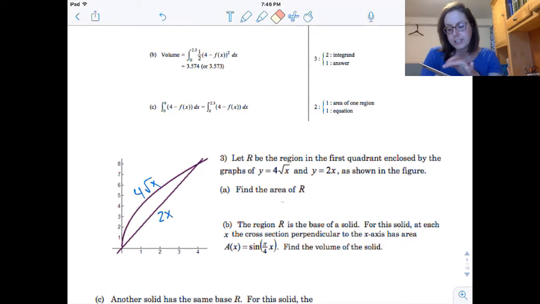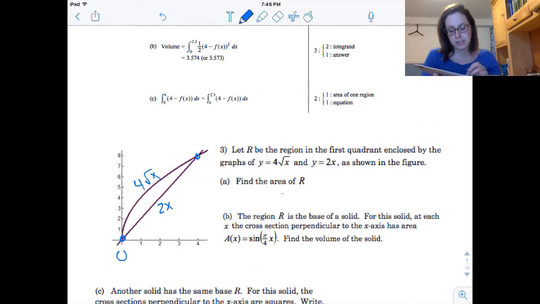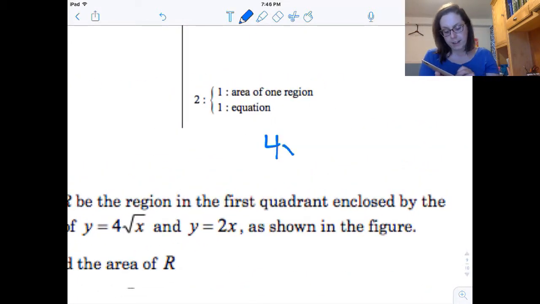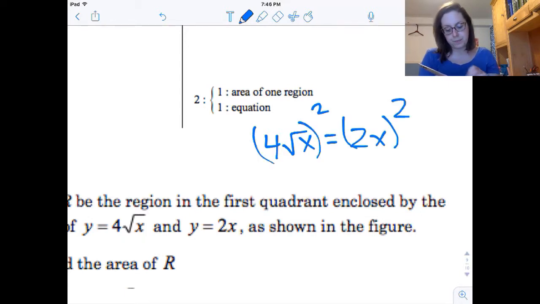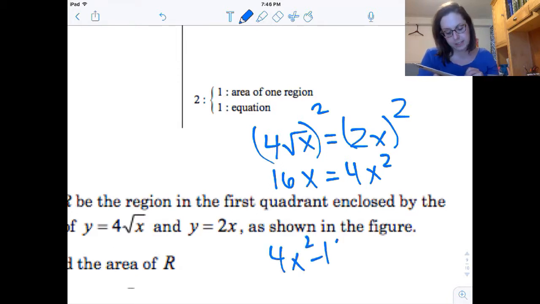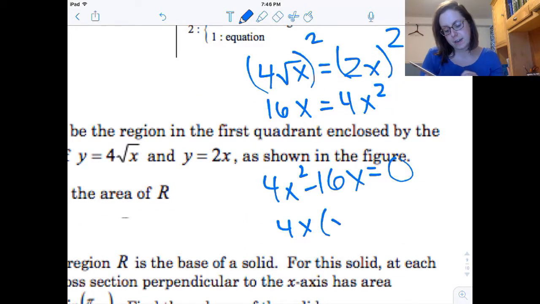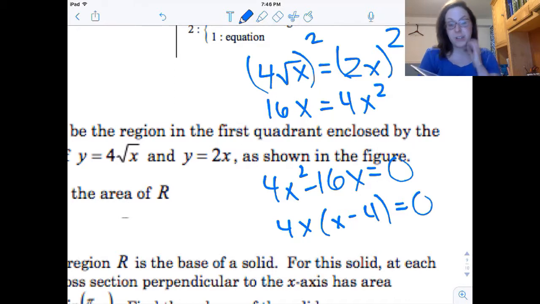So first thing I need to do is figure out where they meet. This is at 0. This looks like it might be at 4. Let's confirm that. Let's set these equal to each other. So 4 radical x equals 2x. I'm going to square both sides. So that would give me 16x equals 4x squared. I'm going to subtract that over, so I would get 4x squared minus 16x equals 0. And take out a 4x, and that would give me x minus 4. So my intersection points are definitely at 0 and 4.